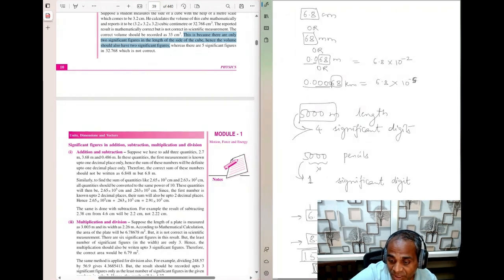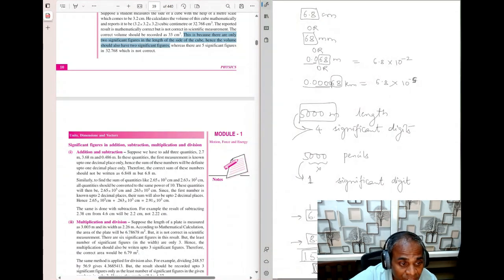And the final answer should not have more significant digits. So now in this case, the input values are 6.8, which has two significant digits, and 0.452, which has three significant digits. Then what do we need to do in the final answer? The sum of these numbers should have the same number of significant digits as the one which has fewer. Here 6.8 is the lesser of the two in terms of significant digits. So the final answer should also have only two significant digits. So we need to round off 7.252 to 7.2 centimeters.